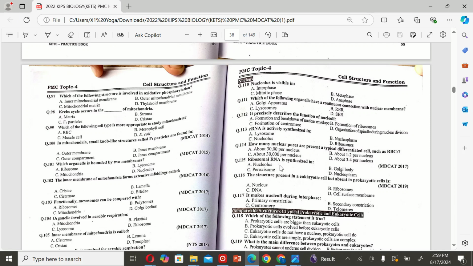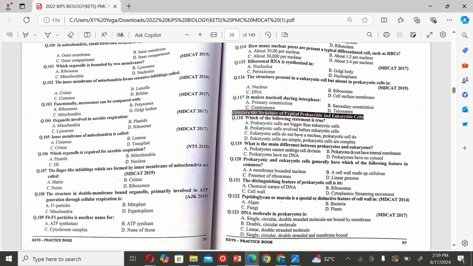The next MCQ is: ribosomal RNA is synthesized in A. Nucleolus, B. Golgi body, C. Peroxisome, and D. Nucleoplasm. So the correct option is A. Nucleolus. The next MCQ is: the structure present in a eukaryotic cell but absent in a prokaryotic cell is A. Nucleus, B. Ribosome, C. DNA, and D. Cell surface membrane. So the correct option is A. Nucleus. The next MCQ is: it makes nucleoli during interphase. A. Primary constriction, B. Secondary constriction, C. Centromere, and D. Telomeres. So the correct option is B.